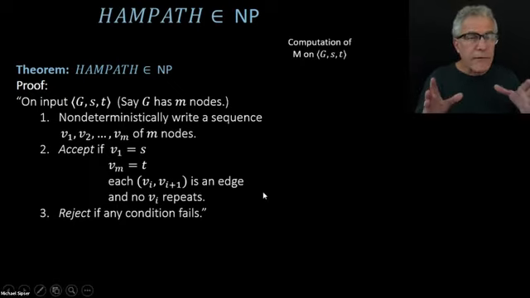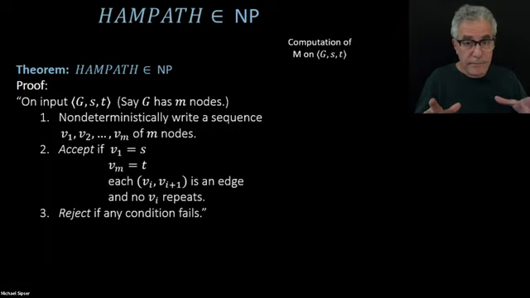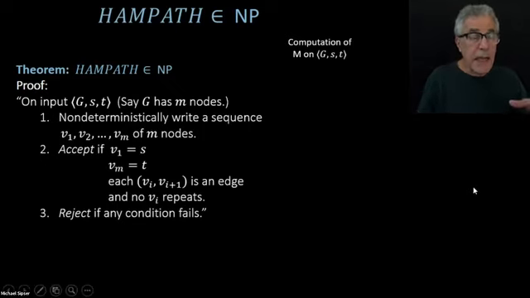Okay, so I'd like to visualize this as the tree of the different branches of the computation of M on its input. So here is our non-deterministic Turing machine, M, and you provide it with the input G, S, and T. And how is the machine actually working?